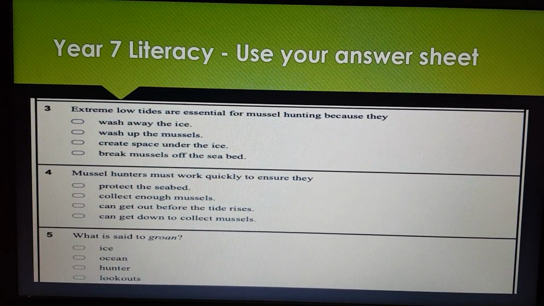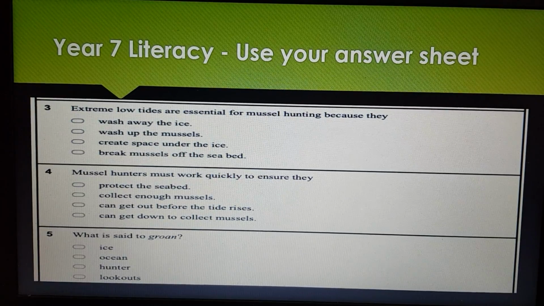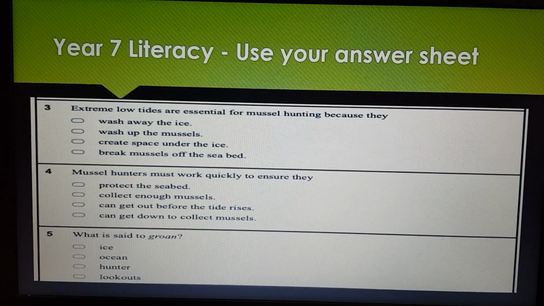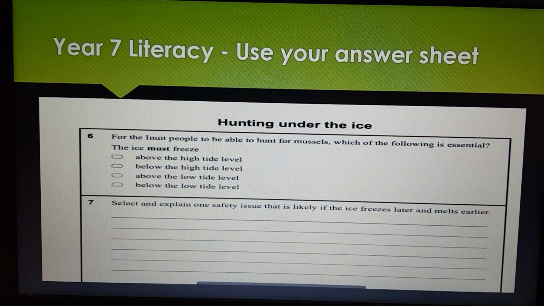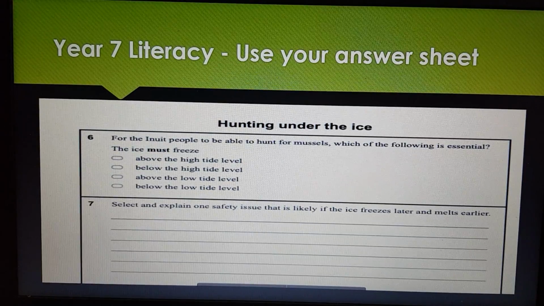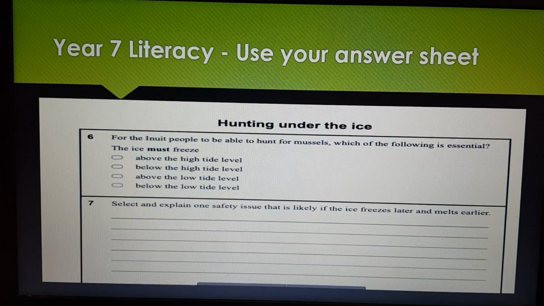Question 5. What is said to groan? 1, ice. 2, ocean. 3, hunter. 4, lookouts. Question 6. For the Inuit people to be able to hunt for mussels, which of the following is essential? The ice must freeze: 1, above the high tide level. 2, below the high tide level. 3, above the low tide level. 4, below the low tide level.